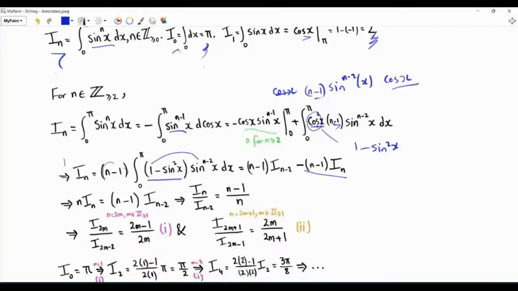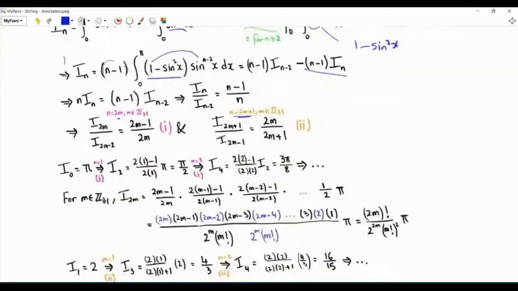As you know here, because I_0 is pi and I_1 is 2, we need to handle the two cases separately. What if n is even? Here we are replacing n by 2m, and here we are replacing n by 2m plus 1. Here are the cases in which n is equal to 3 and 5 and 7 and so on, and here are the cases in which n is equal to 2 and 4 and so on. 0 and 1 are already handled separately.